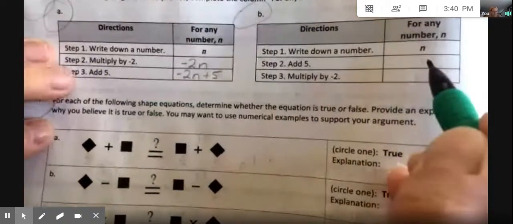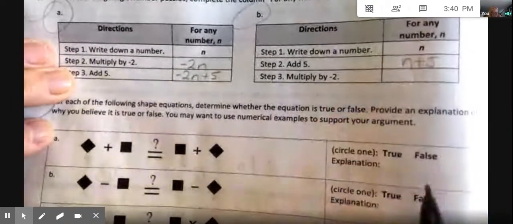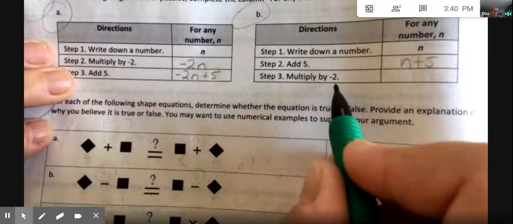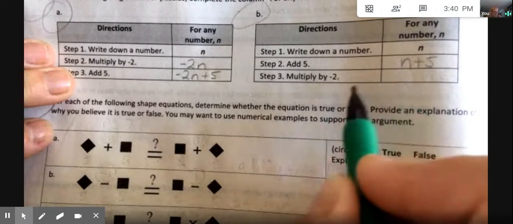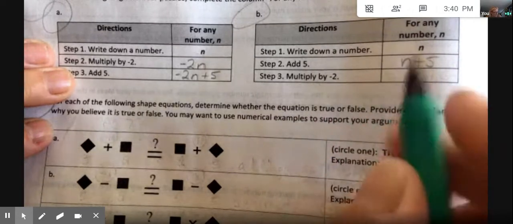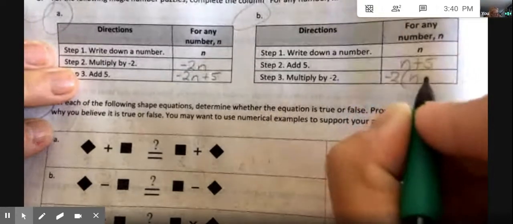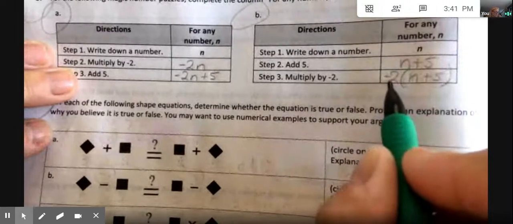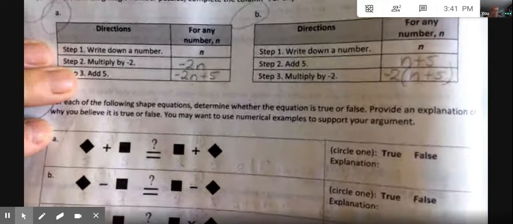Write down a number n, add 5 to it, so n plus 5, and then multiply that by a negative 2. Okay, so remember, we're not just multiplying the n by a negative 2, we're multiplying the whole thing. So I'm going to put the negative 2 first, and then I'm going to put in parentheses the n plus 5 to show that we are multiplying negative 2 with both the n and the 5.